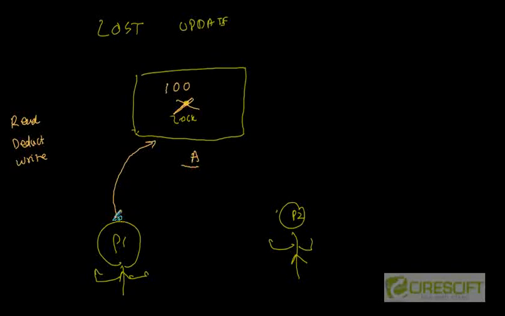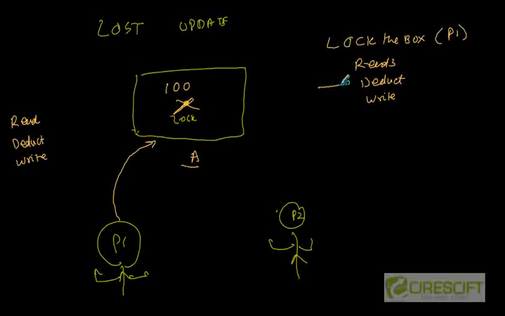So P1 goes to the box first. This is box A. P1 goes to the box and sees if the box is there to use or somebody else has locked it. If the box is free, the first thing you will do is lock the box. So who locked the box in this case? In this case, P1 locked the box. Then P1 reads, then deducts whatever he reads, and then writes.